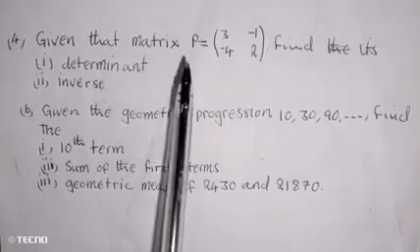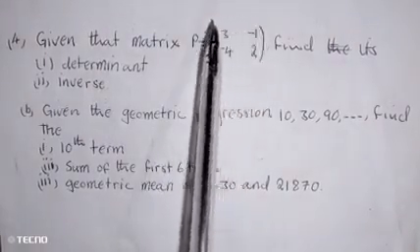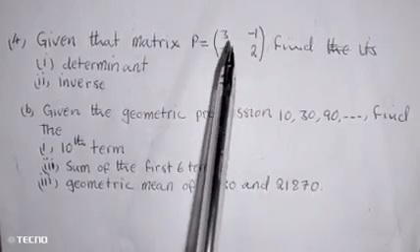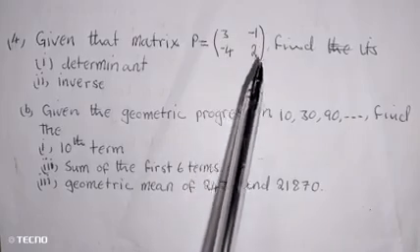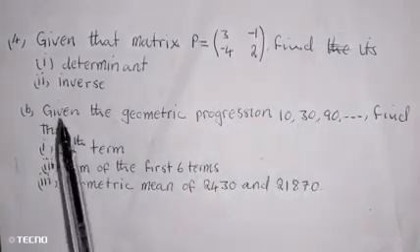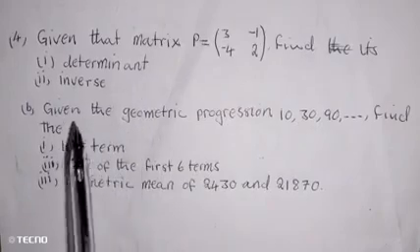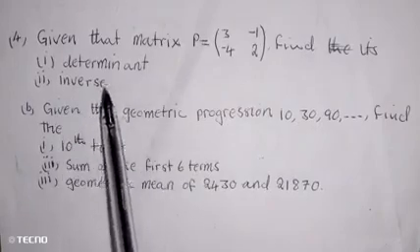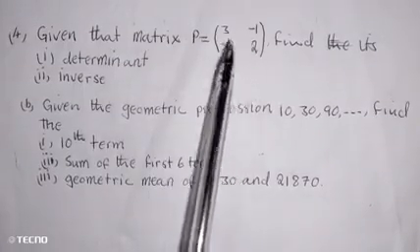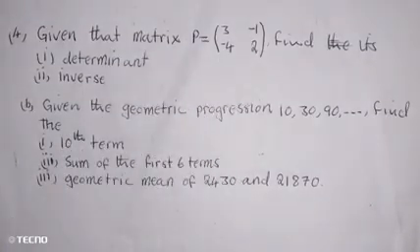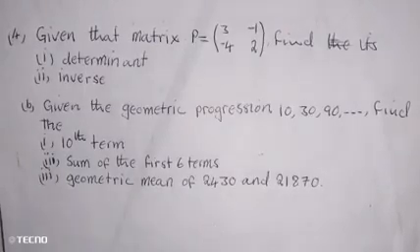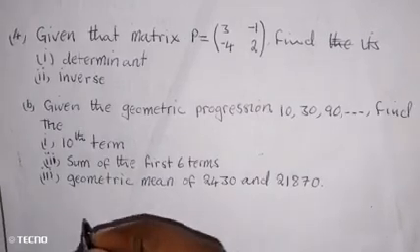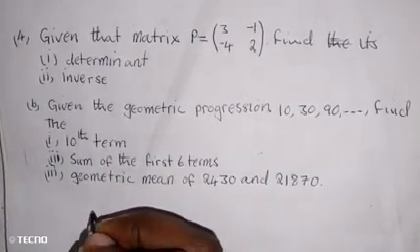Given that matrix P is this matrix here where we've got 3, -1, -4, 2, find its determinant. Okay, find its determinant and inverse. So we'll answer the first one where we are asked to find the determinant. So finding the determinant here, we are answering question P.